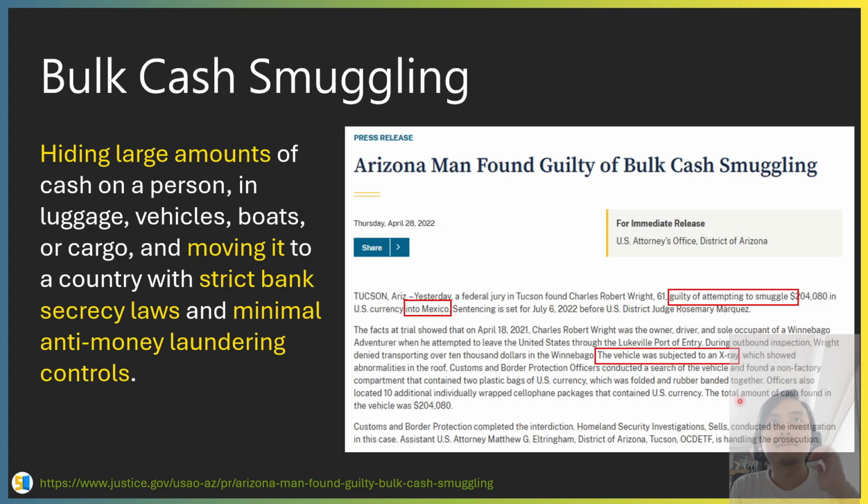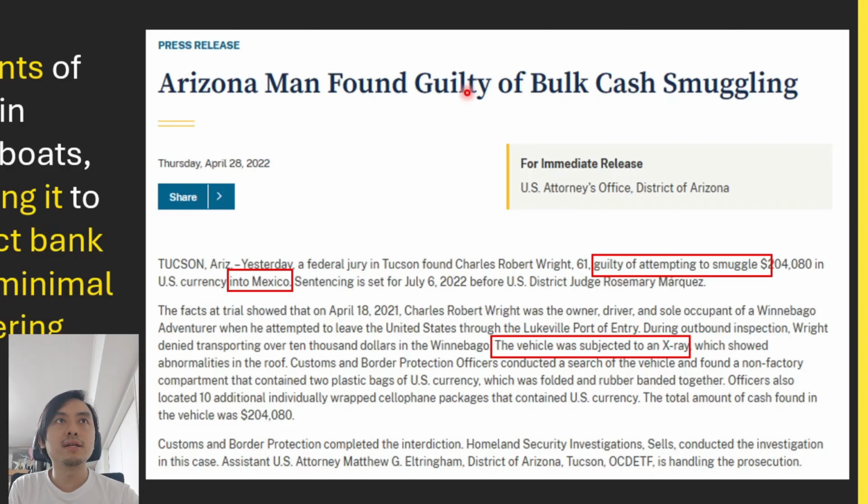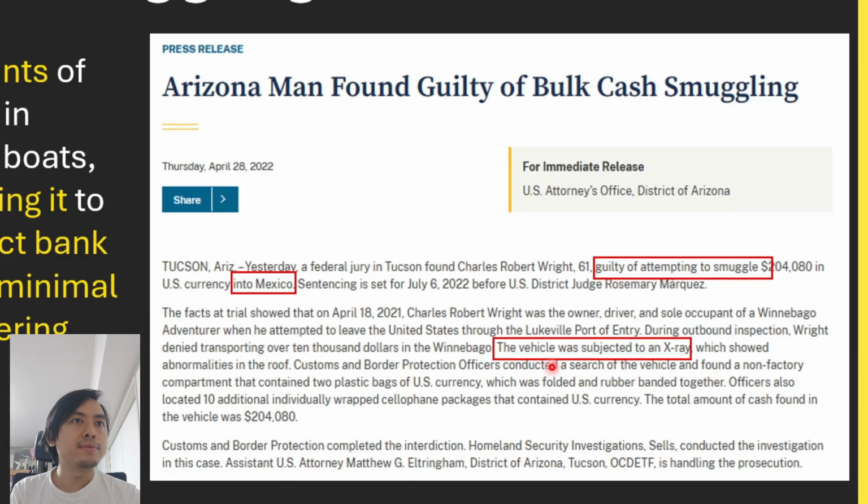This is the case: an Arizona man found guilty of bulk cash smuggling. Guilty of attempting to smuggle $200,000 in US currency into Mexico. So Mexico might be a country with minimal anti-money laundering controls, maybe. He smuggled the money inside a vehicle, right?